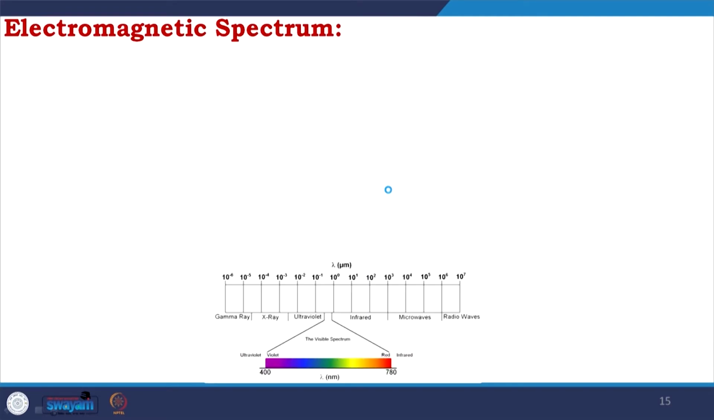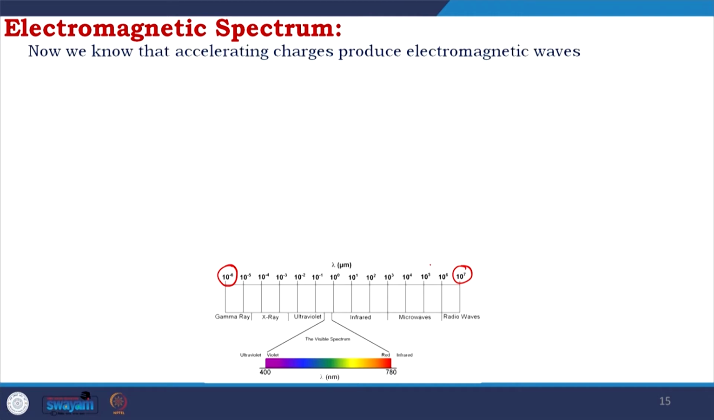Coming to the electromagnetic spectrum, as I talked about, in terms of wavelength, it starts from gamma ray where the wavelength is very low to radio waves where the wavelength is very high. In between there are X-ray, ultraviolet, visible, infrared, microwave. So, this is what we call electromagnetic spectrum.